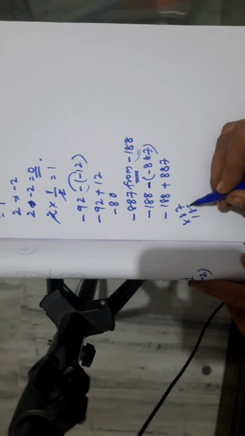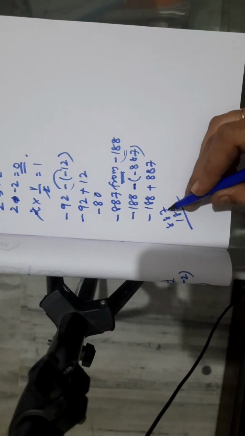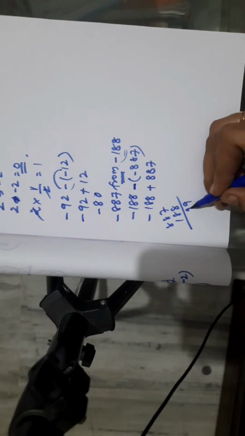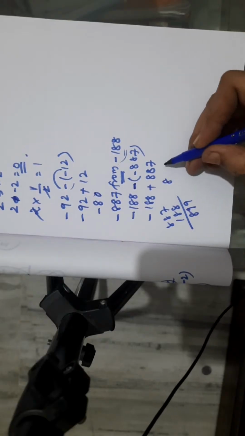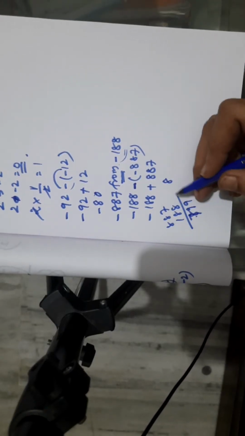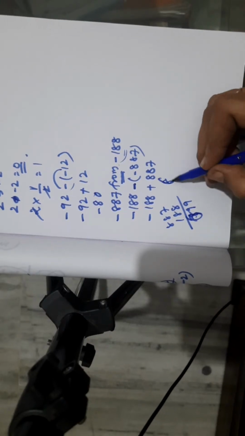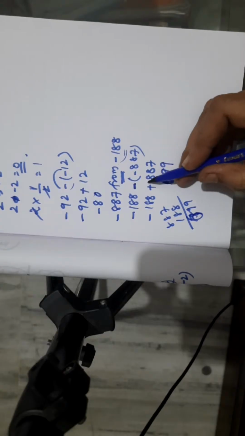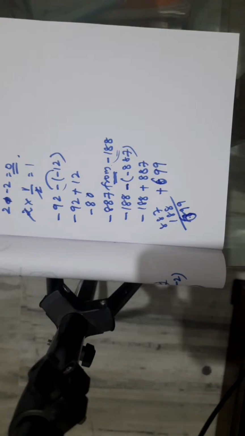887 minus 188. 17 minus 8 is 9, again 7 minus 1 is 6... 8 minus 1 is 7, 6... 699. The bigger number is positive, so the answer is plus 699. Very good. Moksha, correct. Very nice.